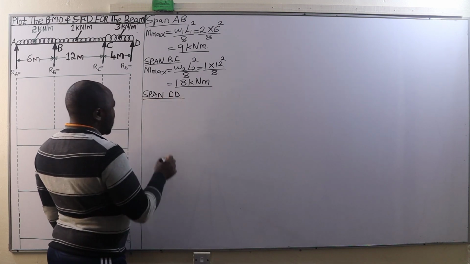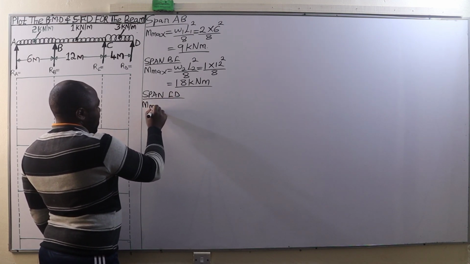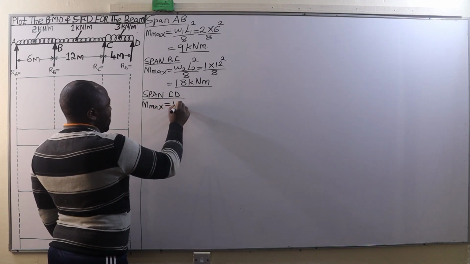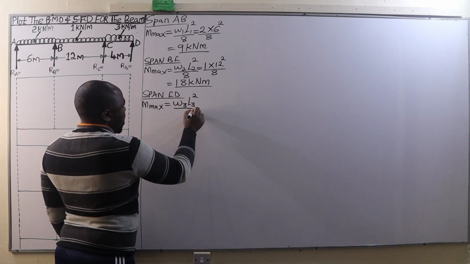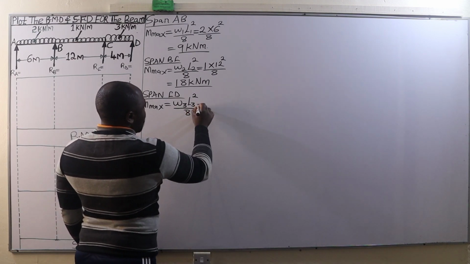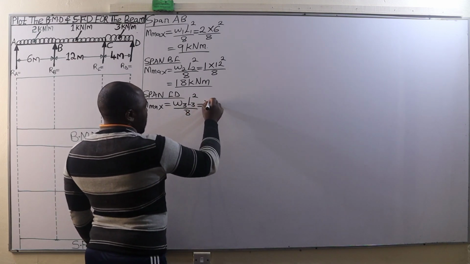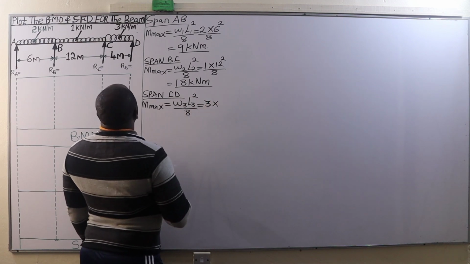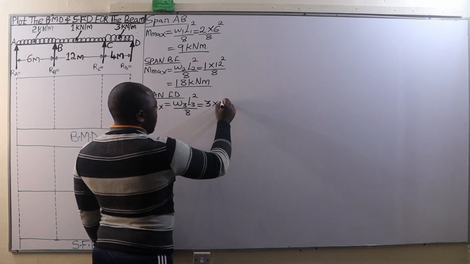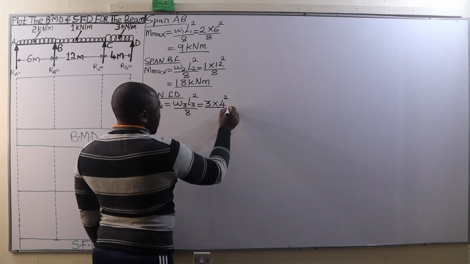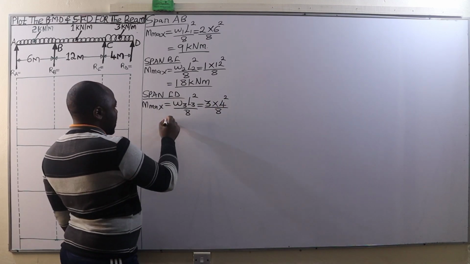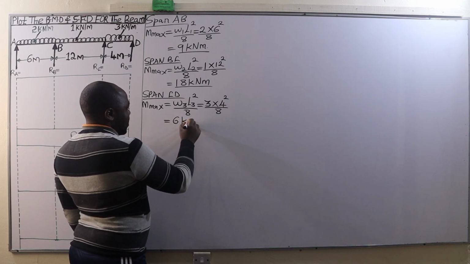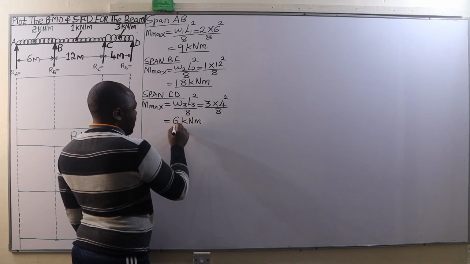Finally, we are going to consider the span C to D. So the span C to D, the maximum bending moment will be given by W3 L3 squared. We divide by 8, which is going to be W3 3 kilonewtons per meter. The span CD 4 meters, we square it, and then we divide by 8, and that's going to give us 6 kilonewtons meter, 6 kNm.